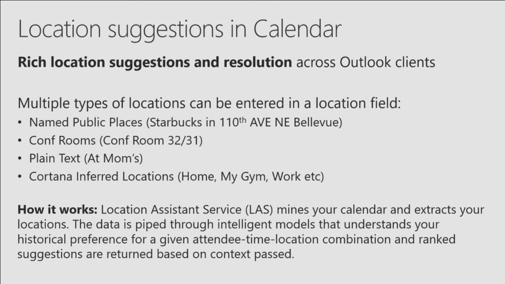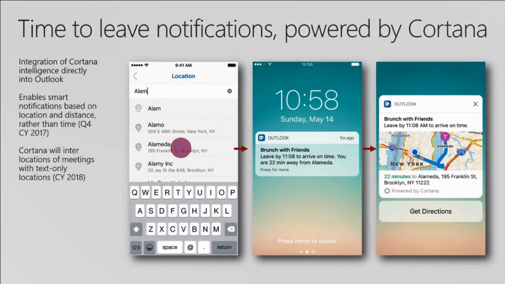All right, so let's talk about the second thing that Intelligent Location is going to help you with, and that is getting to your appointments on time. Another thing that we're in the process of doing on the mobile device is integrating Cortana to give you smart notifications of when it's time to leave for your appointment.